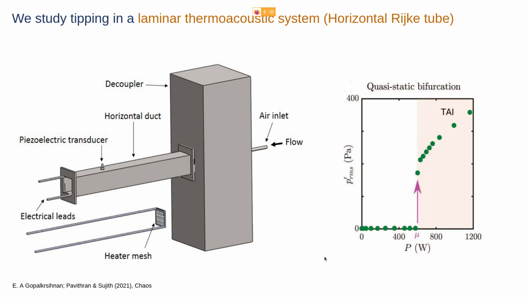We have seen the pitchfork bifurcation, the transcritical and saddle-node bifurcations, and how bifurcation plots need to be plotted. So our x-axis needs to be the control parameter, and here the control parameter is the power supplied to the mesh. Initially, when the heater power is at low values, the system remains at a very low amplitude of pressure oscillations, and as you slowly increase the heater power, at a particular point called mu here, the system jumps to very high amplitude oscillations.